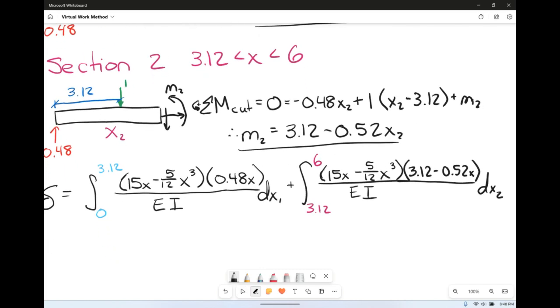And when you solve for this lovely integral, you're going to get the deflection is equal to 126.8 kilonewton meters cubed over EI. And you'll find that this is the exact same number as what's in your solids appendix C.